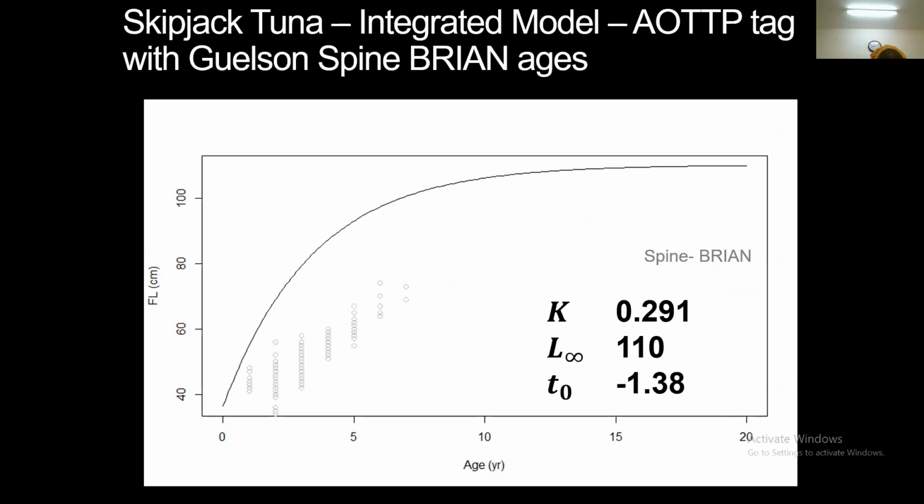When I combine the AOTTP tagging data with the Bryan ages from the spine data provided by Guilson da Silva, this is the curve we get. These are the Bryan spine ages. They're below the curve, and these are the parameter estimates. Again, we're not happy with this one yet. We're still working on it in terms of being able to provide an integrated model and combining data sources. We were unable to run the integrated model just using AOTTP tag data along with the 5 AOTTP otoliths because the data set for the otoliths was just too small, so the model would not run.